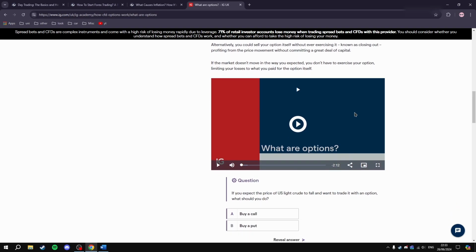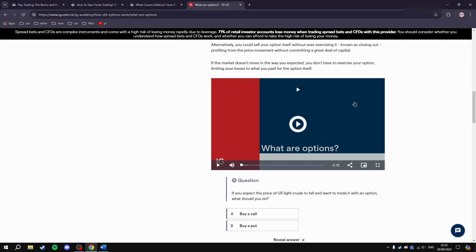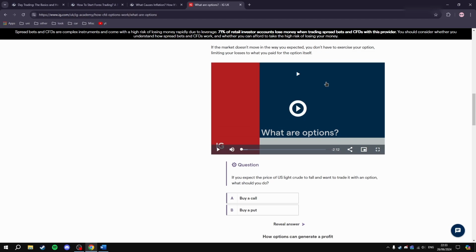Alternatively, you could sell your option itself without ever exercising it, known as closing out, profiting from the price movement without committing a great deal of capital. If the market doesn't move the way expected, you don't have to exercise your option, limiting your losses to what you paid for the option itself.